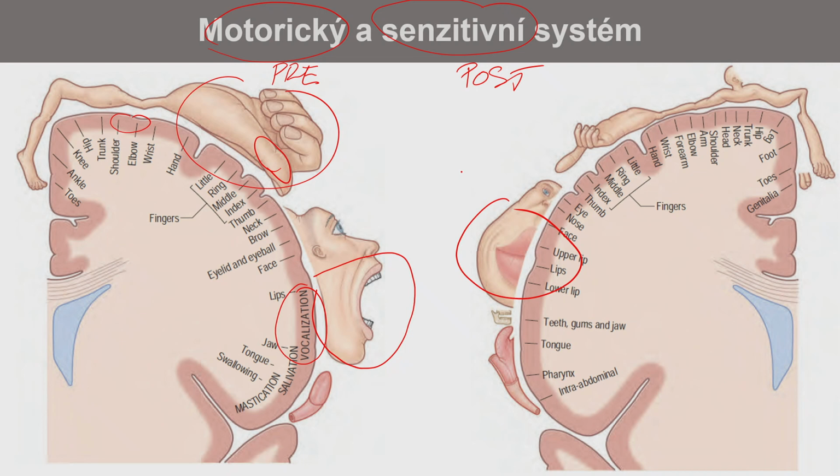On the opposite side, on the postcentral gyrus, in the sensitive region, we have some organs which are more sensitive than the others. So again, it is the face region, hand, and also foot region. So this is one important summarization from the last lecture.